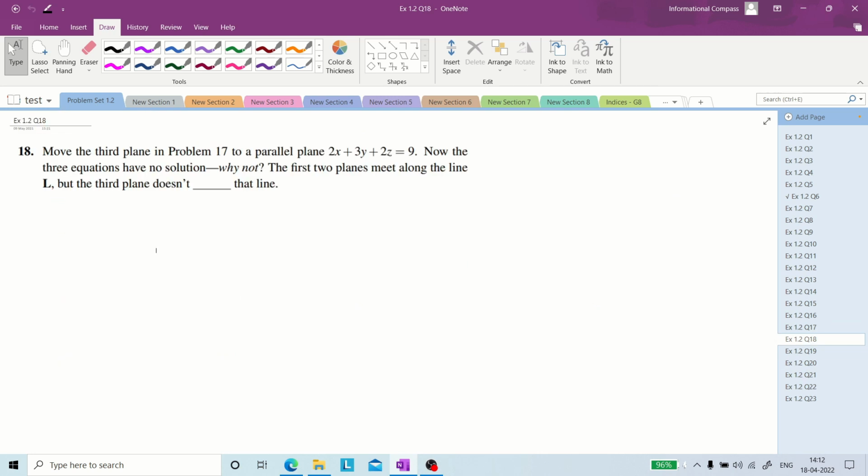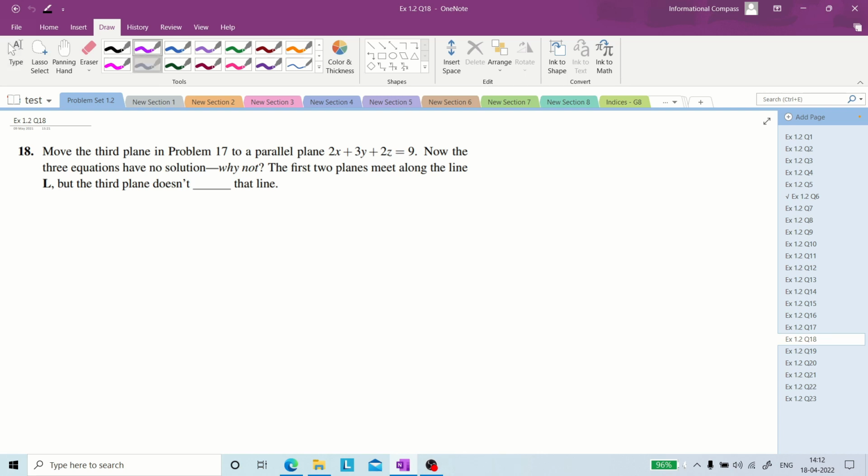Move the third plane in problem number 17 to a parallel plane, 2x plus 3y plus 2z equal to 9. Now the three equations have no solution. Why not? The first two planes meet along the line L, but the third plane doesn't. So we need to find out the solution for all of them.